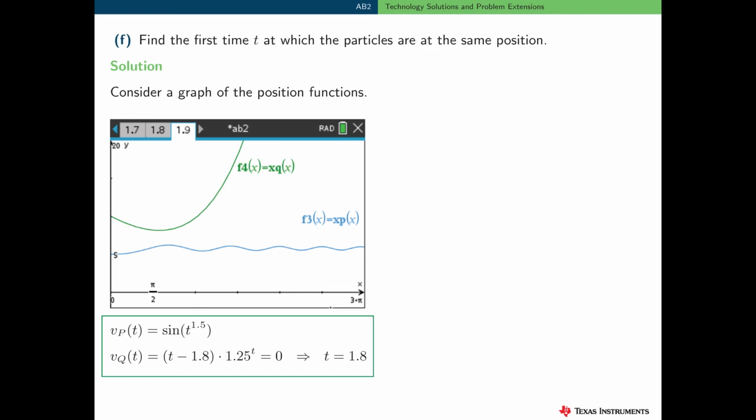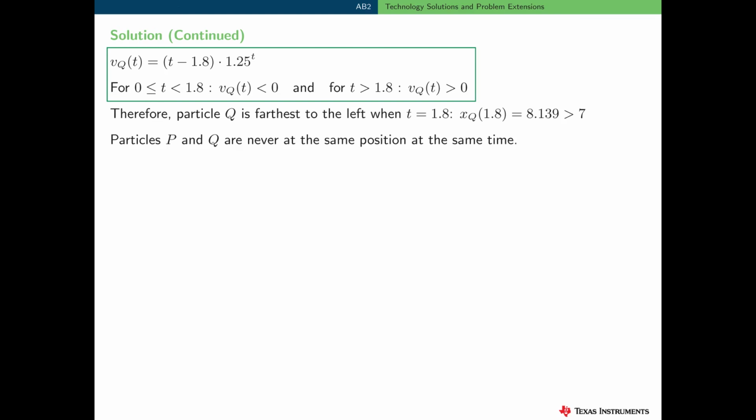The position function for particle Q looks like it has an absolute minimum value near pi over 2. So the first thing I'll do is look for the critical values, and there is only one at t equals 1.8. Now, let's see if we can pull all this information together.